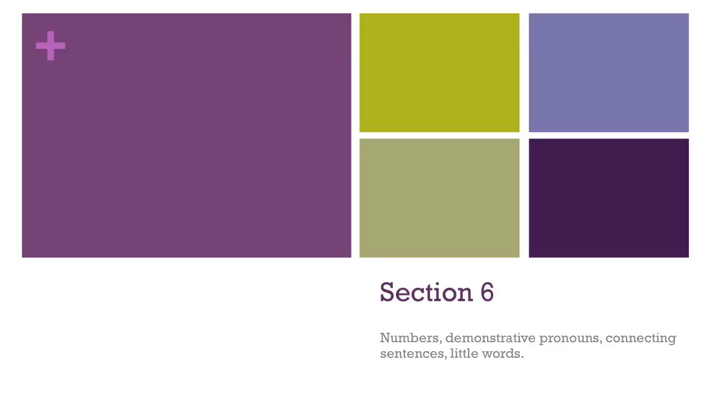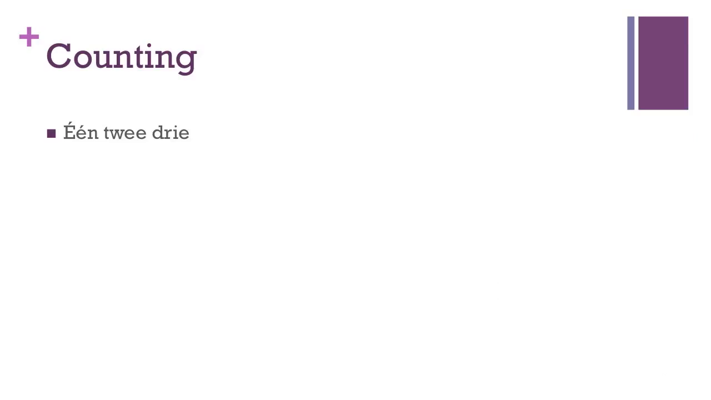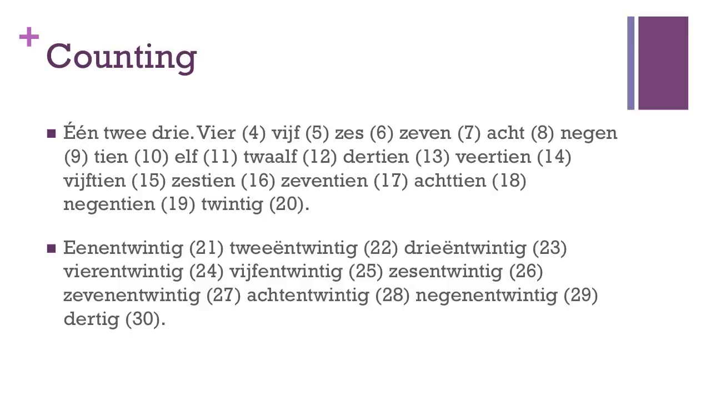But first, the counting. We've seen 1, 2, 3. Now let's see how that goes further. It sounds similar to English. 4, 5, 6, 7, 8, 9, 10. And then 11, 12, 13, 14, 15, 16, 17, 18, 19 and 20. This might seem a lot to you at first.